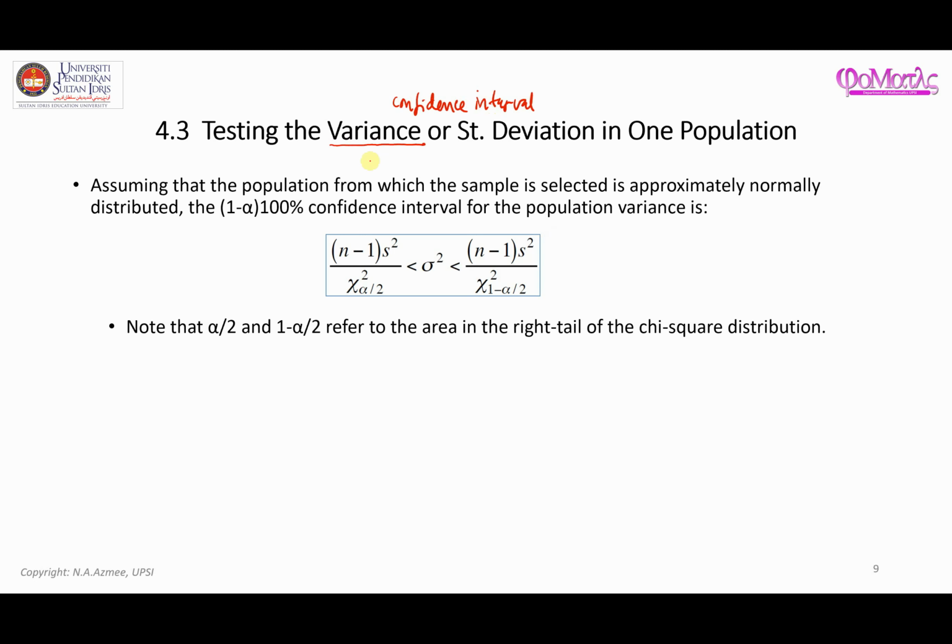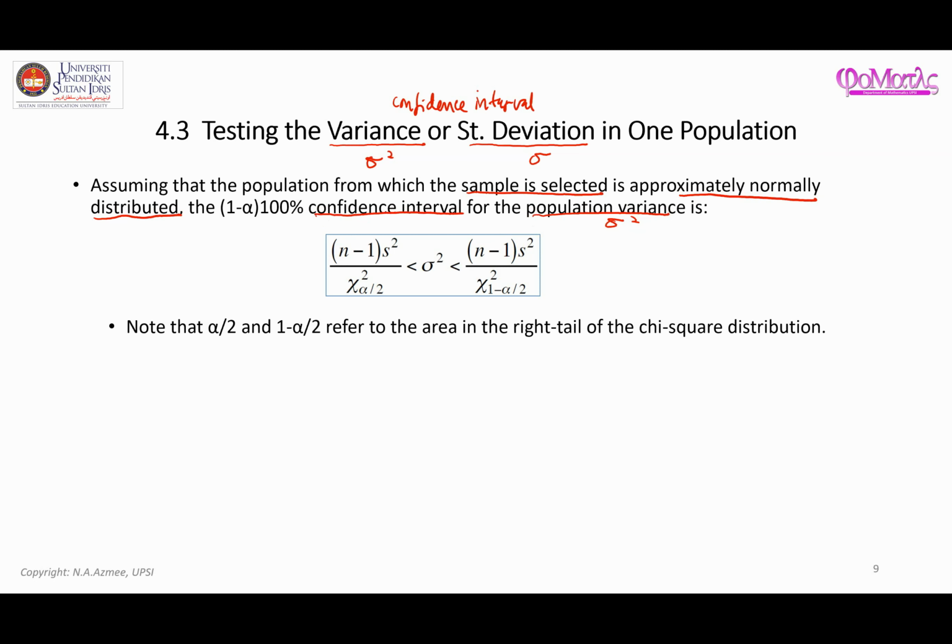In this video, I'm going to explain how you can obtain the confidence interval for the population variance or the population standard deviation. Here we are going to assume that the population from which the sample is selected is approximately normally distributed, and therefore the confidence interval for the population variance is given by this one here.